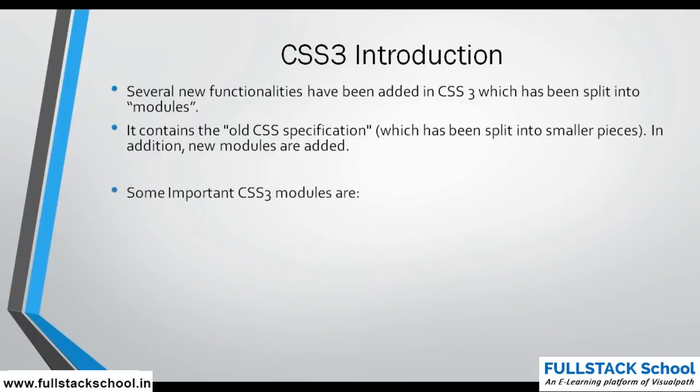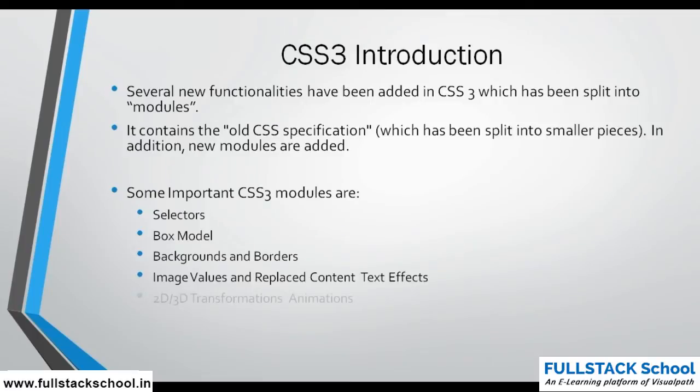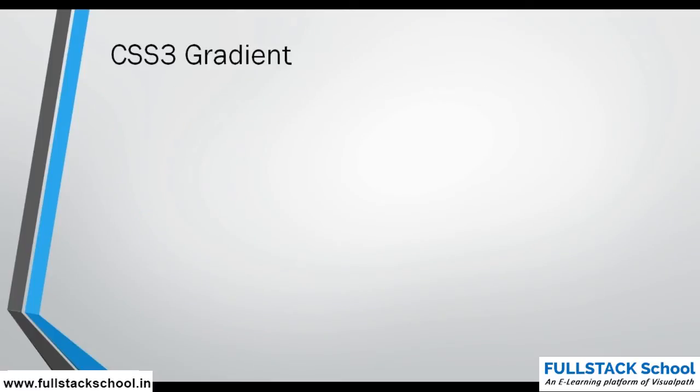Some important CSS3 modules are selectors, box model, background and border, image values and replaced content, text effects, 2D and 3D transformations, animations, multiple column layout, and the user interface. Let's understand in more depth. Now we have CSS3 Gradient, which is a property under CSS3.